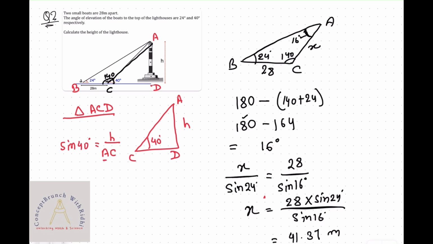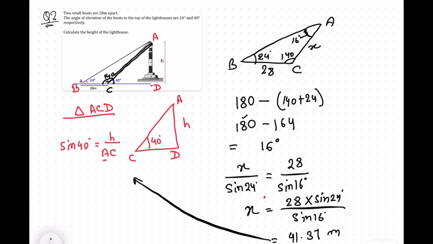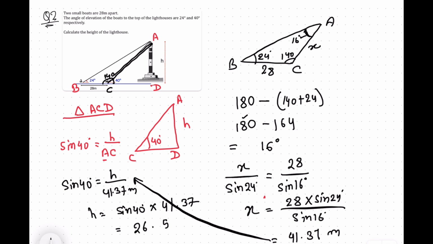So we can use this value here now. Sine 40 degrees is equal to h divided by 41.37 meters. So h is equal to sine 40 times 41.37, and approximately we get 26.57 meters as the final answer for the height of the lighthouse.